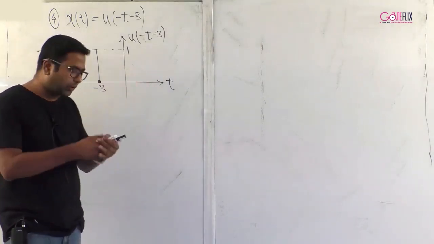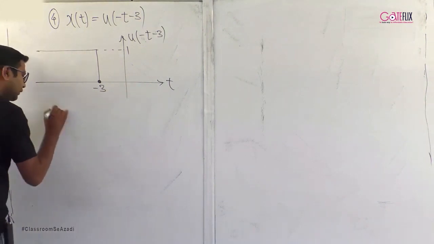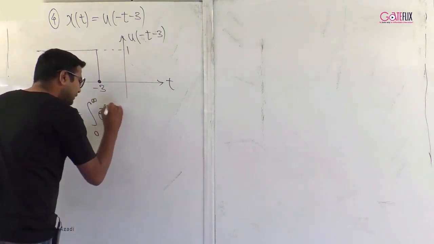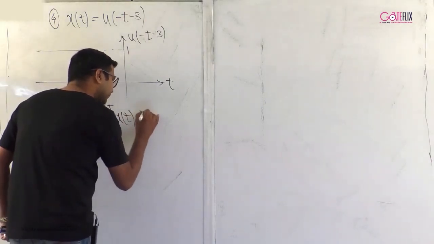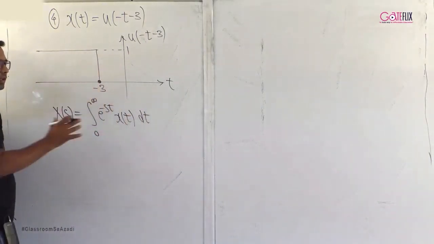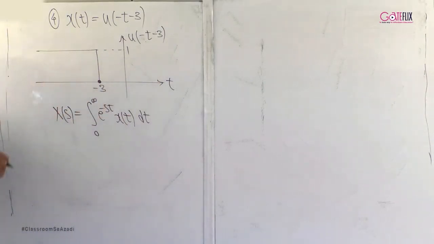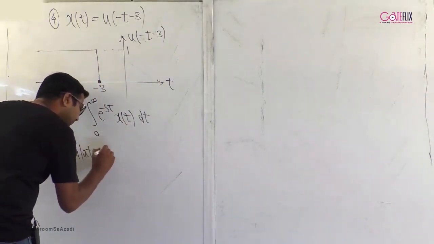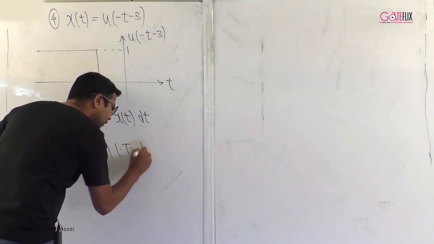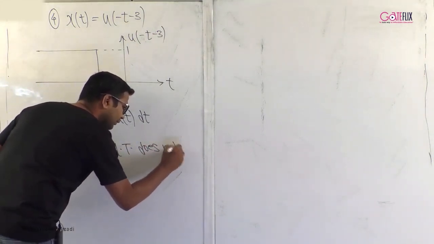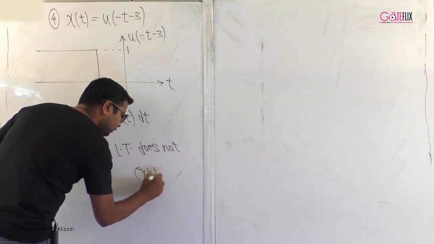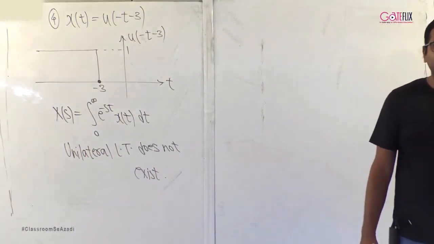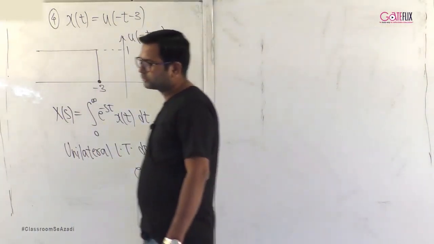Since there is no signal for positive time, we will say the unilateral Laplace transform, which is 0 to infinity e raised to minus st x of t dt. Now from 0 to infinity, that is for positive time, there is no signal. Since there is no signal, we will say the unilateral Laplace transform does not exist for this question.